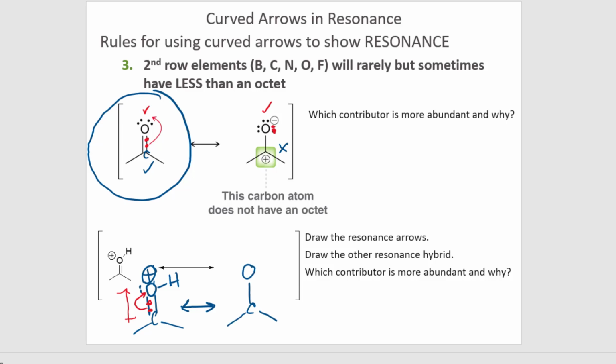So we still have the sigma framework. Didn't break any of these bonds. But I shoved the lone pair into the oxygen. So now look at that. The oxygen is in its bond trend again, so it's no longer plus charged. But you know what is plus charged? The carbon. Because the carbon lost that bond, lost those electrons completely over to the oxygen. So now the carbon is without an octet. So of these 2 contributors, which one do you think is the more abundant contributor?